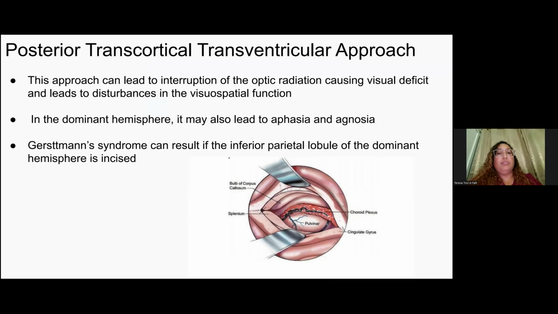So this approach too could lead to interruption of the optic radiation, causing visual deficits, and it leads to disturbances in visuospatial function. In the dominant hemisphere, though, it may lead to aphasia. Gerstmann syndrome could also result if the inferior parietal lobe of the dominant hemisphere is incised. So this image here is just showing you this particular approach.